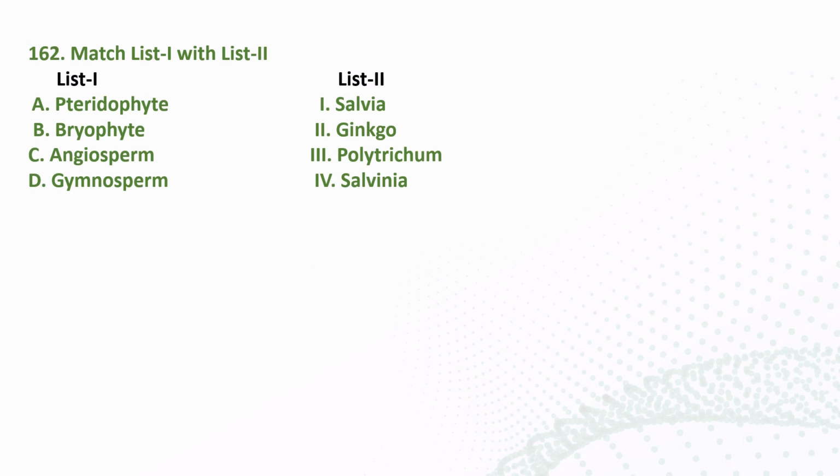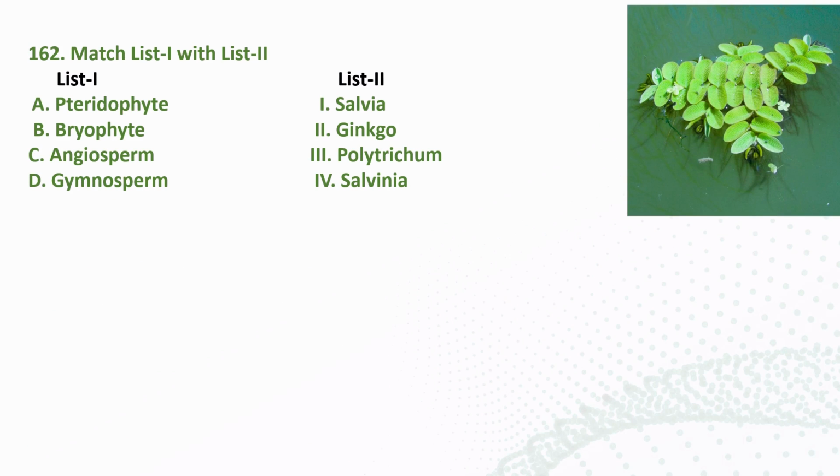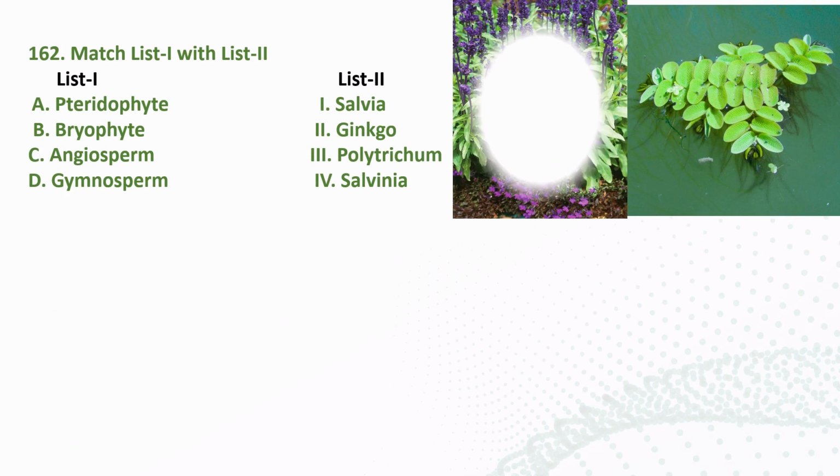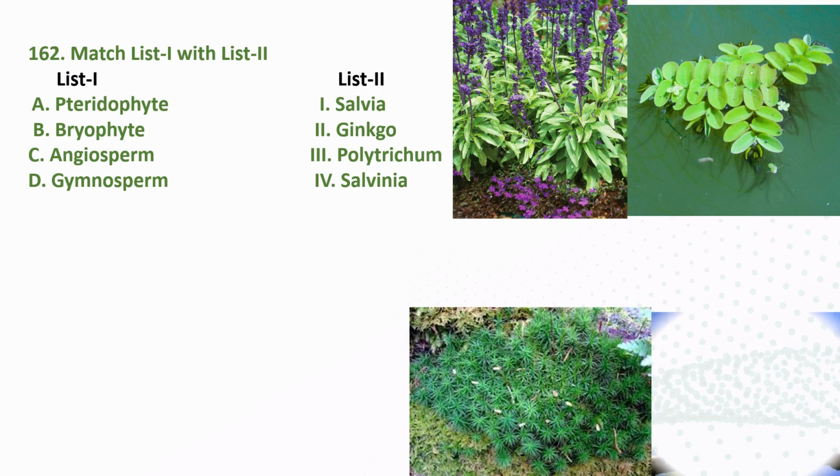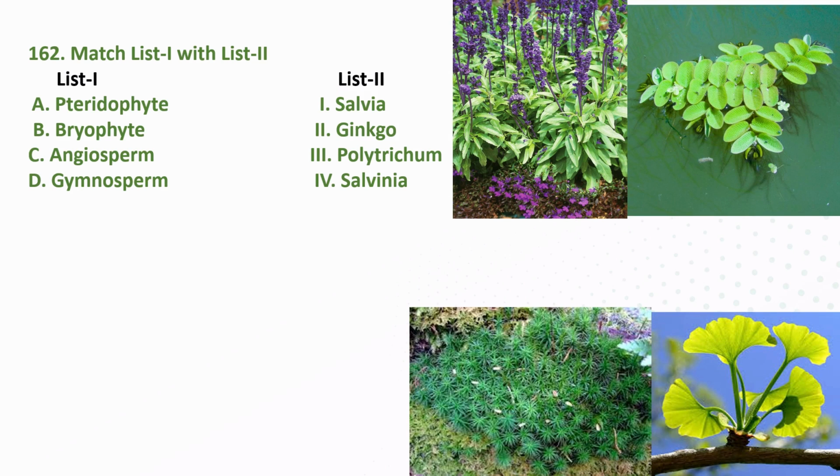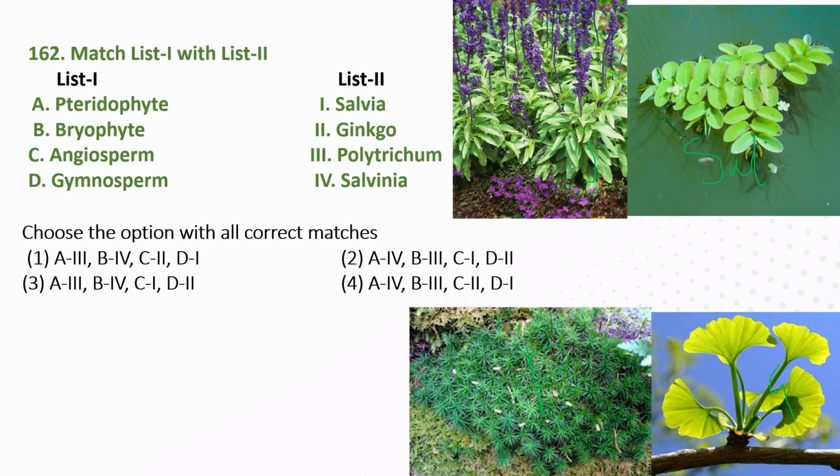Next, they have given two lists, and you have to match which one is which plant. If we see the images, we have four plants here: salvia, salvinia, ginkgo and polytrichum. You have to match which one is which. Normally, salvia is nothing but what is that?